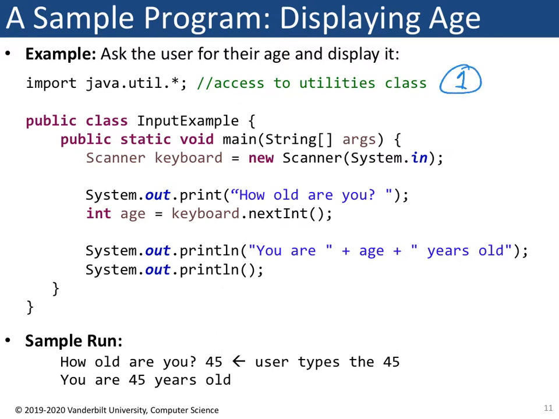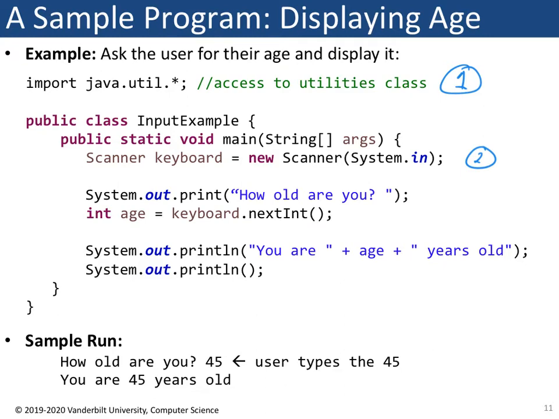Second, we've made a class, which we've called InputExample, and our main method called main. At the very first line of the program, or very first line in the method, it doesn't have to be the first line in the method, but it needs to be before you need to make use of it, we have to make the keyboard Scanner object by saying Scanner keyboard equals new Scanner(System.in). So that creates the keyboard object.